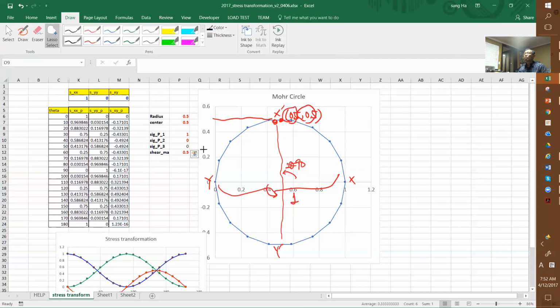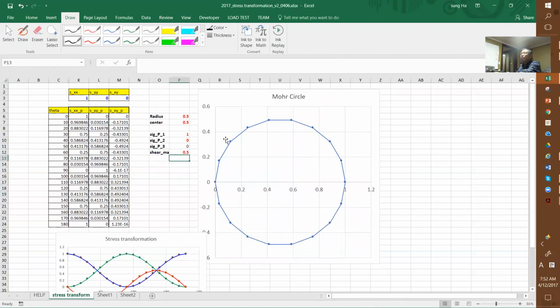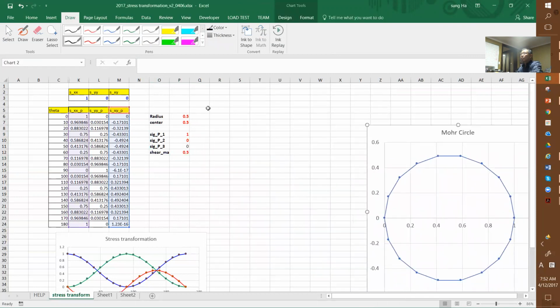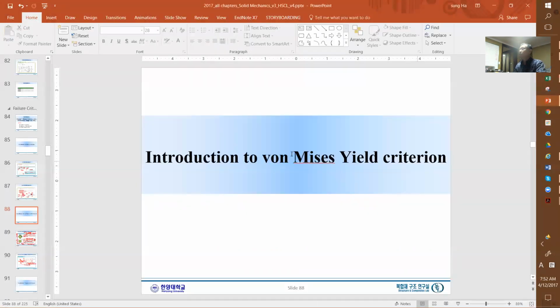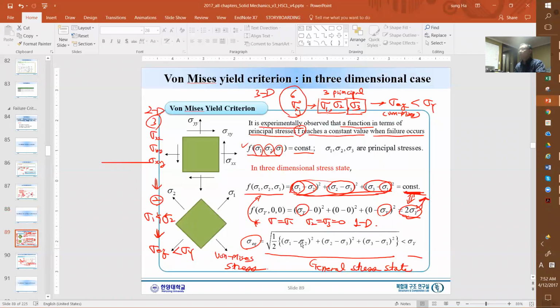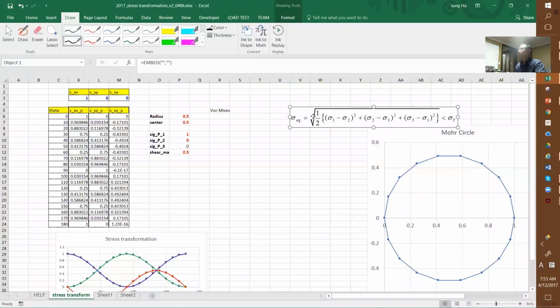Let's try to delete. Okay. Now, so let's say von Mises. Okay, von Mises. And what will be the equations? Let's get back to von Mises, and simply this is the equation. Okay, this is simply the equation. This is the equation we need to have.